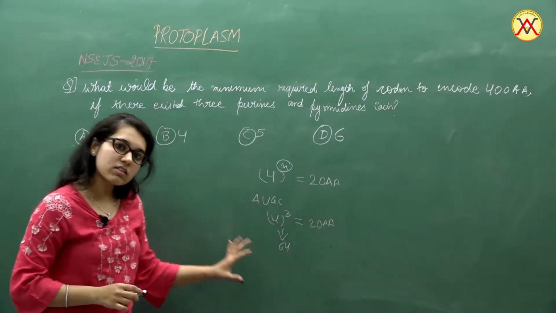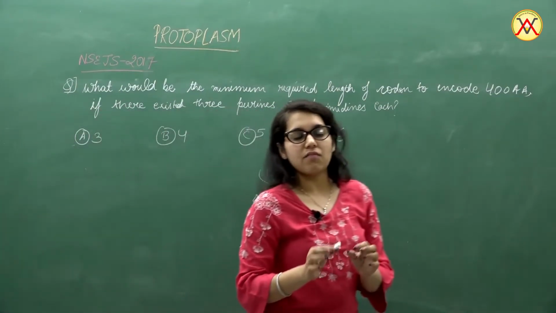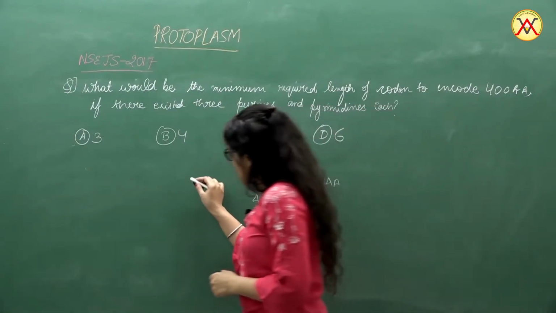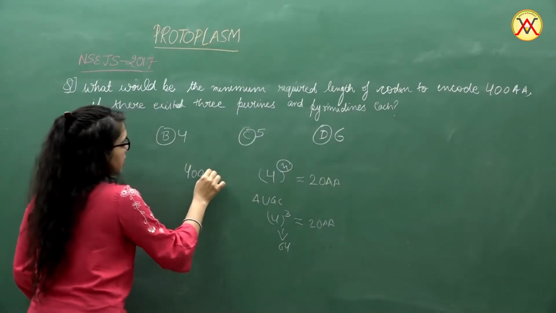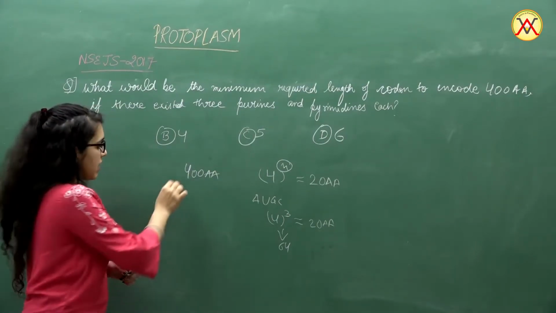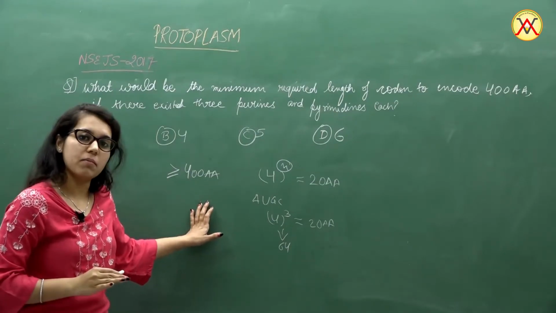So applying this condition, we can get the answer to this question, in which we have to code for 400 amino acids. For example, here we have to code for 400 amino acids, so the number of possible codons should be greater than or almost equal to 400, so that they can code for these 400 amino acids.